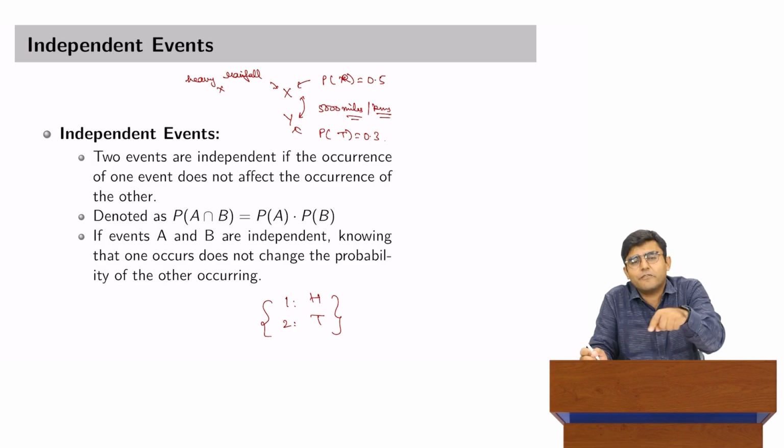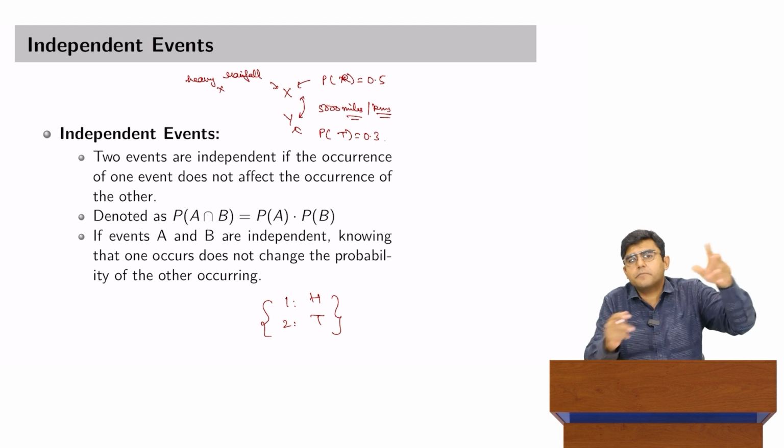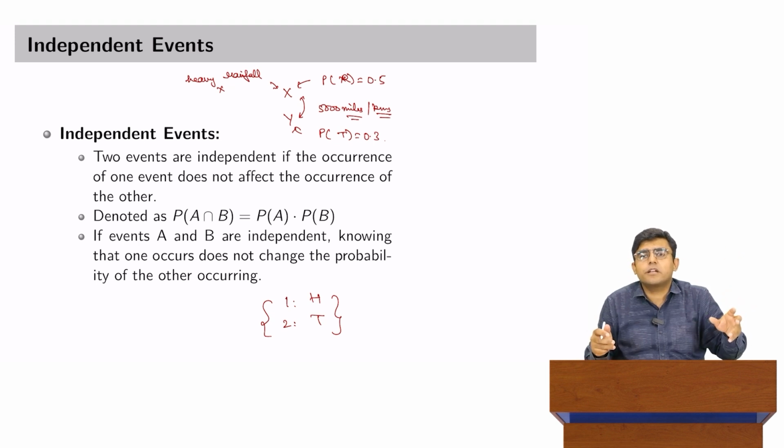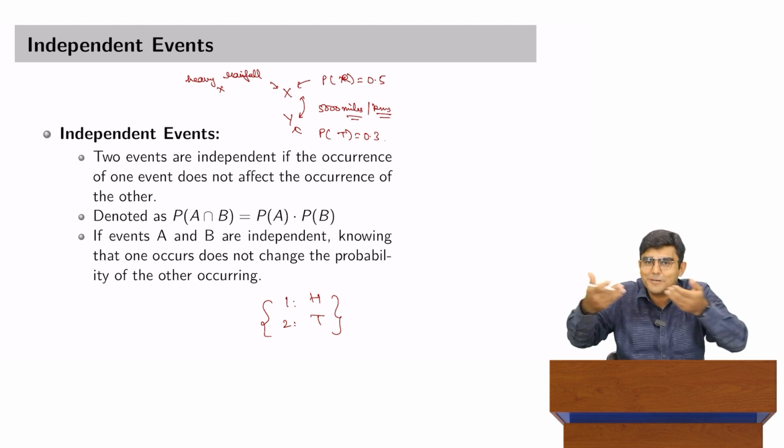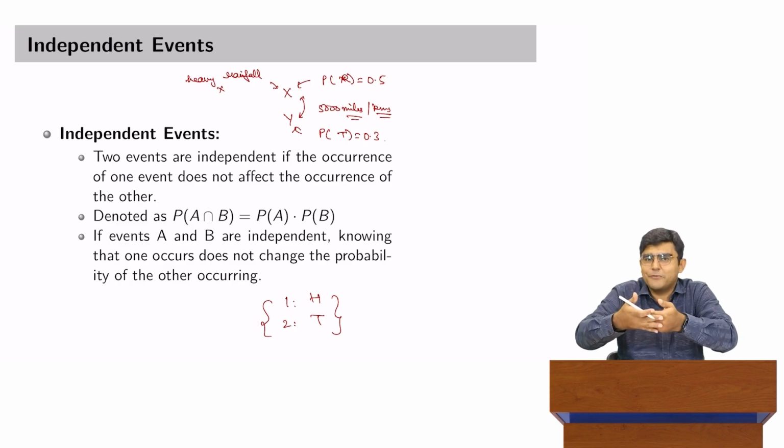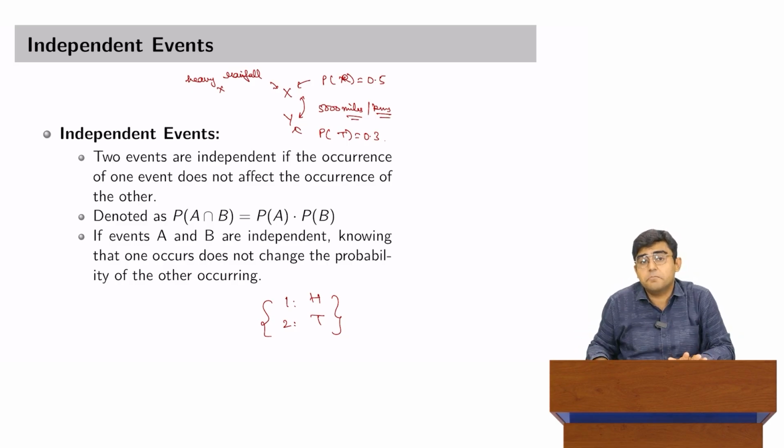On the other side, when we are talking about heavy rainfall and traffic jams in two different cities, these two events may not be mutually exclusive. There may be some overlap between them, but they are independent. Whenever our events are independent and we know their individual probabilities, we can simply multiply them and get our answer to what is the probability that both of these things will happen.